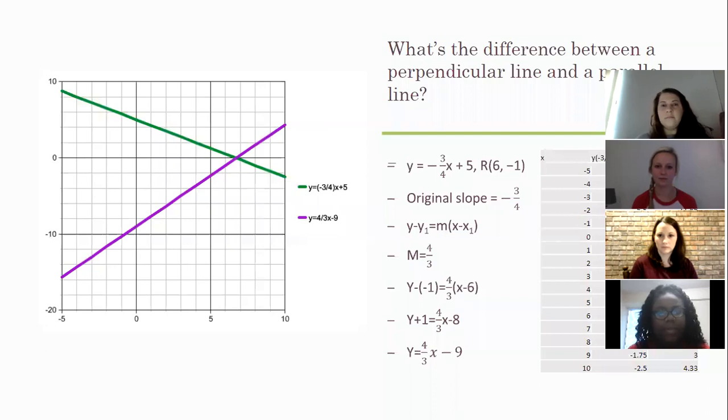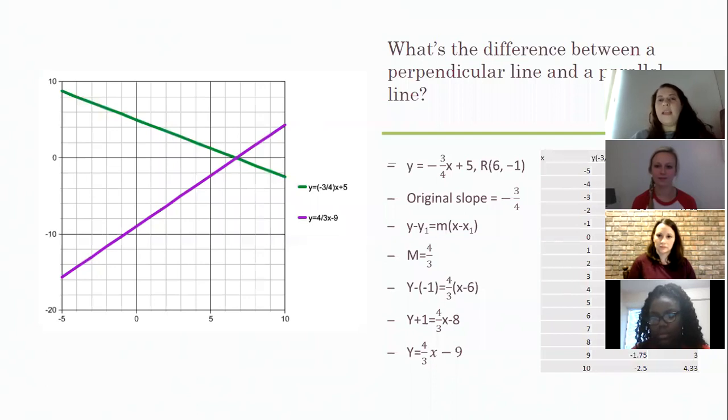What's the difference between a perpendicular line and a parallel line? Perpendicular lines are any two lines that cross each other only in one spot and create a 90-degree angle at that intersection between those two lines.